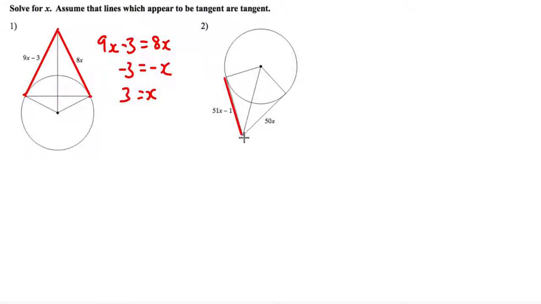Here I have this distance as 51x minus 1, and that distance as 50x. Because these are two tangents, the distance from the point of tangency to the intersection point of those two segments must be congruent. So 51x minus 1 equals 50x. If I subtract 50x from both sides, I get x, and if I add 1 to both sides, I get 1. 1 times 50 is 50. 1 times 51 is 51, minus 1 is 50. Again, showing that these two segments are congruent.